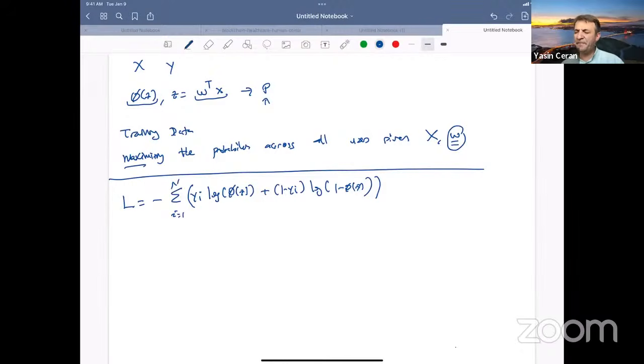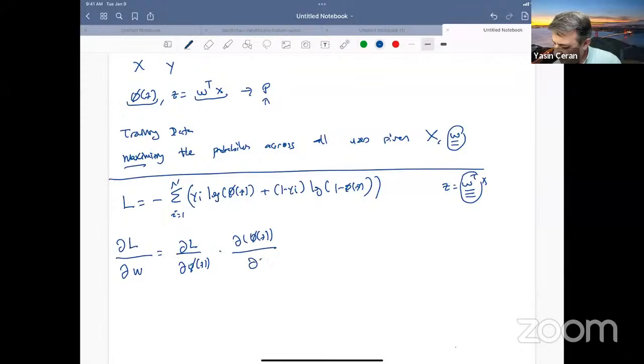To minimize this function, I'm going to take the derivative of this whole thing with respect to W. Remember, Z is W transpose X. I'm trying to find this W. That is my goal. That's why I started doing all this. I want to find the W which is going to minimize this expression. So I'm going to take the derivative of L with respect to W. The derivative of L with respect to W is the derivative of L with respect to phi of Z, times the derivative of phi of Z with respect to Z, times the derivative of Z with respect to W. I'm using the chain rule here.